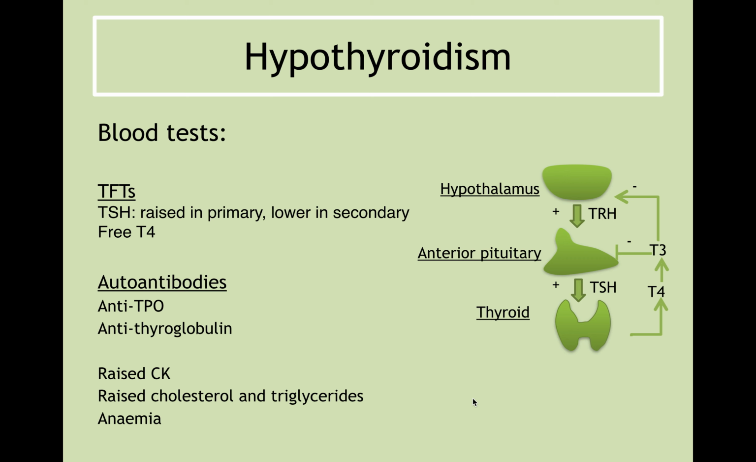There are autoantibodies which you can look at. These include anti-TPO, which is antithyroid peroxidase, and antithyroglobulin. These are present in the autoimmune types of hypothyroidism. Other bloods to look out for: patients who have hypothyroidism can also get a raised CK. They might have a raised cholesterol and triglycerides and anemia as well.